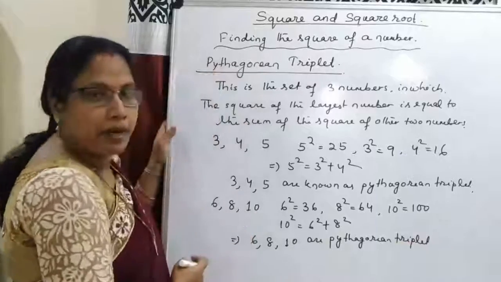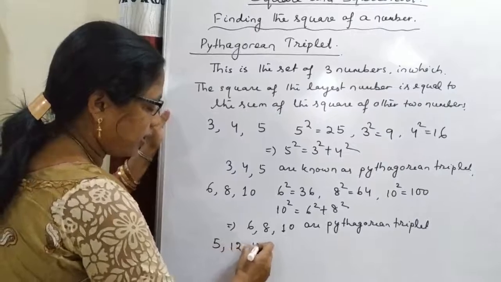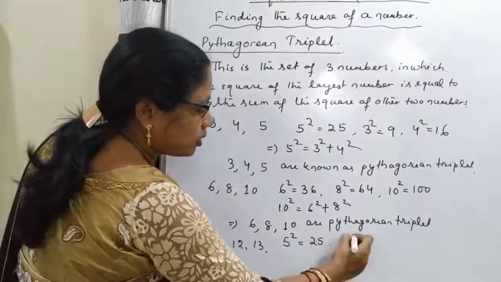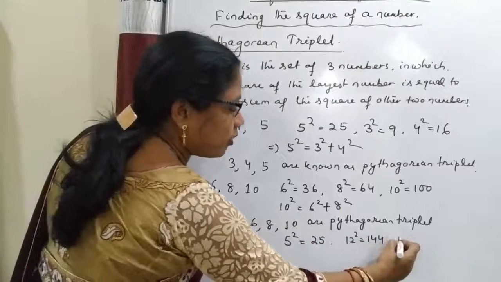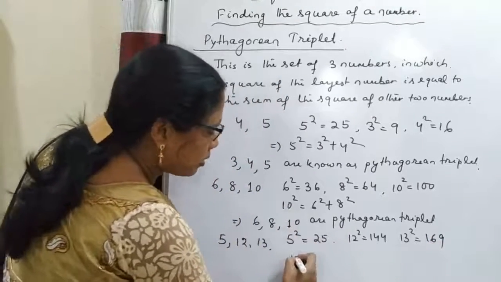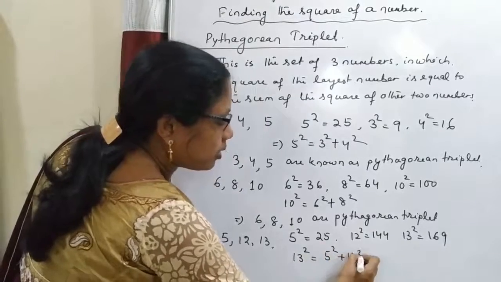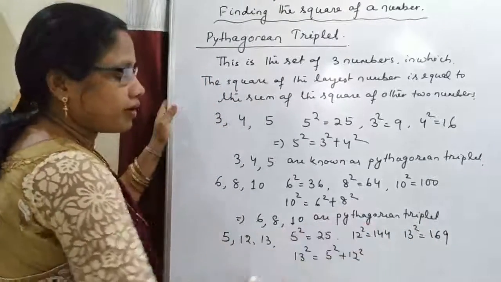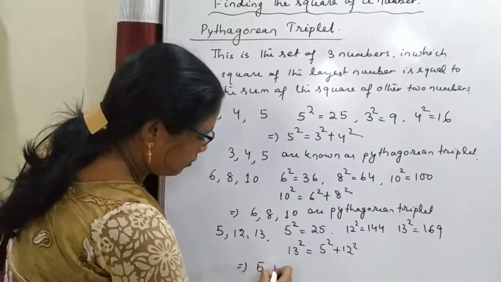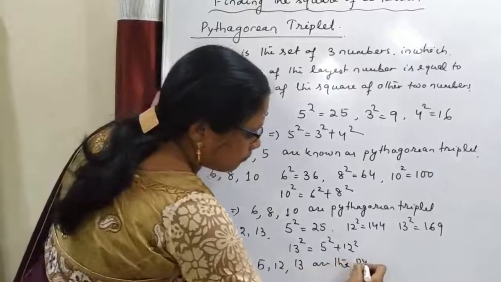Let us verify another set of numbers, that is 5, 12 and 13. Here 5 square is equal to 25, 12 square is equal to 144 and 13 square is equal to 169. So here 13 square is equal to 5 square plus 12 square, as 169 is equal to 25 plus 144. So this implies 5, 12 and 13 are a Pythagorean triplet.